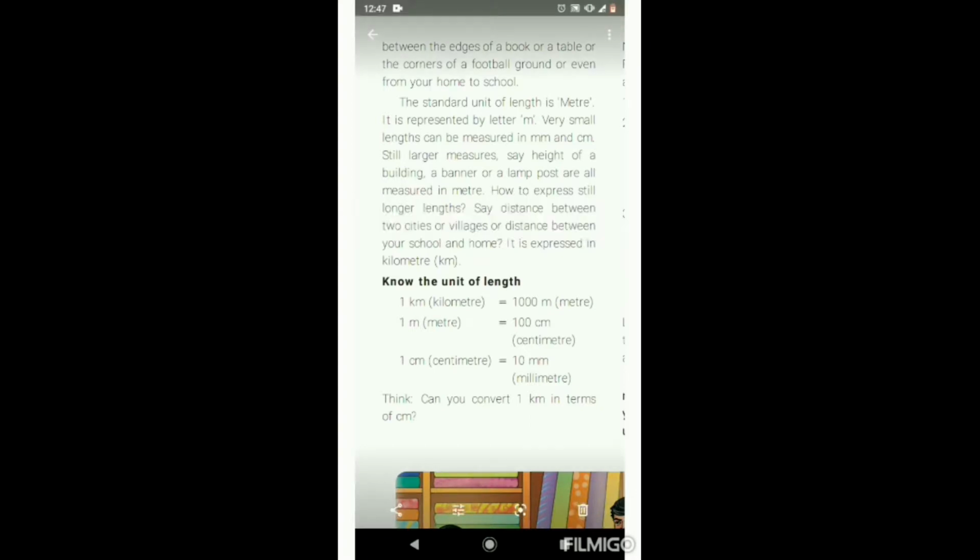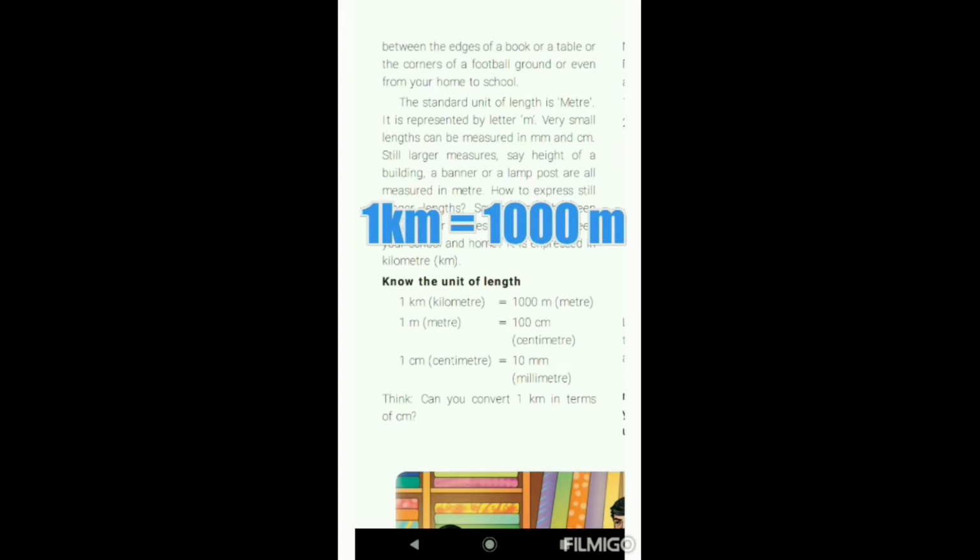Then comes 1 meter is equal to 100 centimeters. In the same way, in a meter scale, in between you will find 100 lines, and each line represents 1 centimeter. Then comes 1 kilometer is equal to 1000 meter. 1 kilometer, km, is equal to 1000 m.